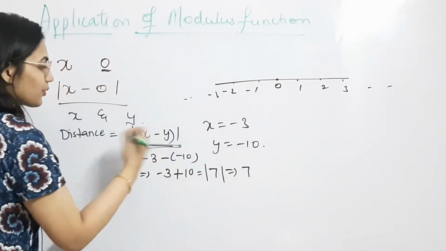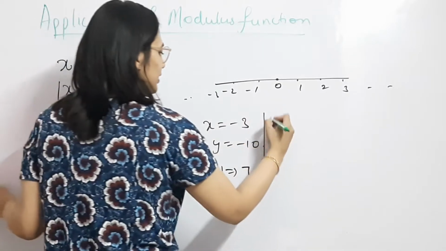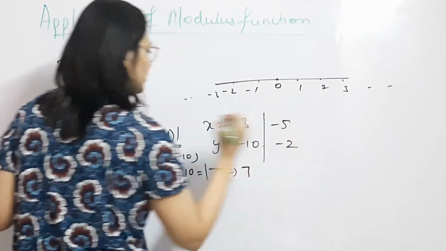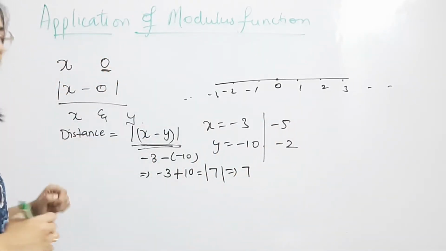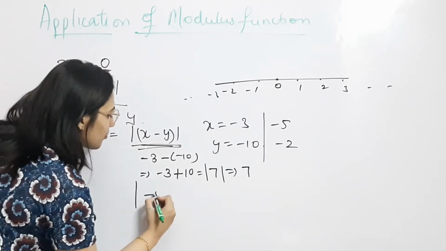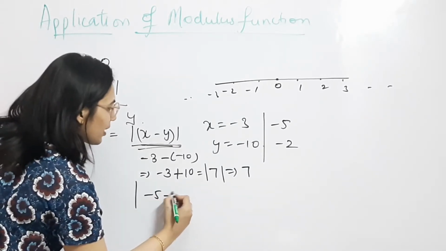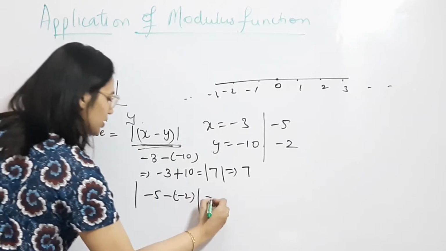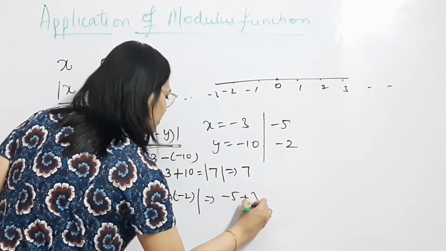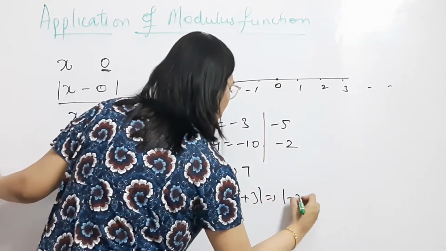But in case you reverse the scenario, if you say that x is minus 5 and y is minus 2, what will happen? It will become minus 5 minus of minus 2. So in this case, minus 5 plus 2 is minus 3, mod. So in this case, you get mod of minus 3.